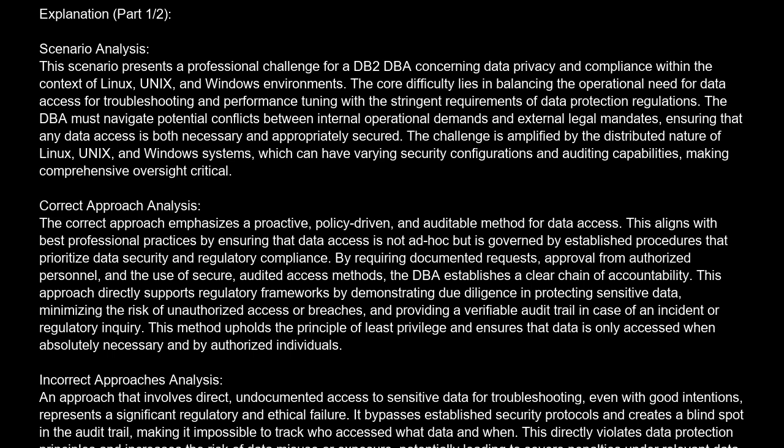Incorrect approaches analysis. An approach that involves direct, undocumented access to sensitive data for troubleshooting, even with good intentions, represents a significant regulatory and ethical failure. It bypasses established security protocols and creates a blind spot in the audit trail, making it impossible to track who accessed what data and when. This directly violates data protection principles and increases the risk of data misuse or exposure, potentially leading to severe penalties under relevant data privacy laws.